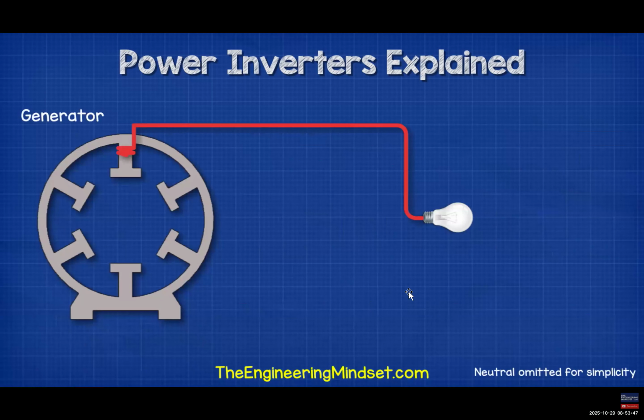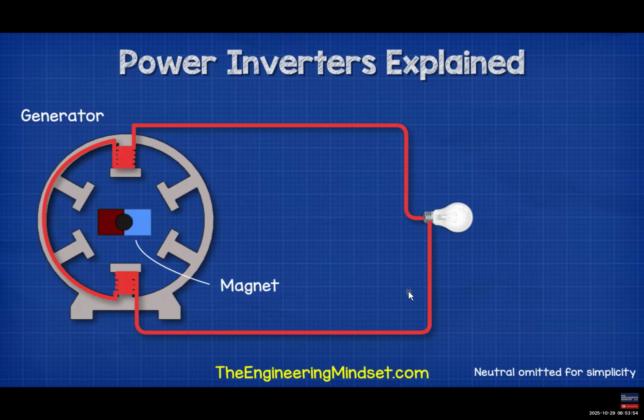If we follow the copper wires back to the generator, the wires are connected to some coils of wire which sit within the generator. Inside a basic generator, we also find a magnet at the center which is rotating.